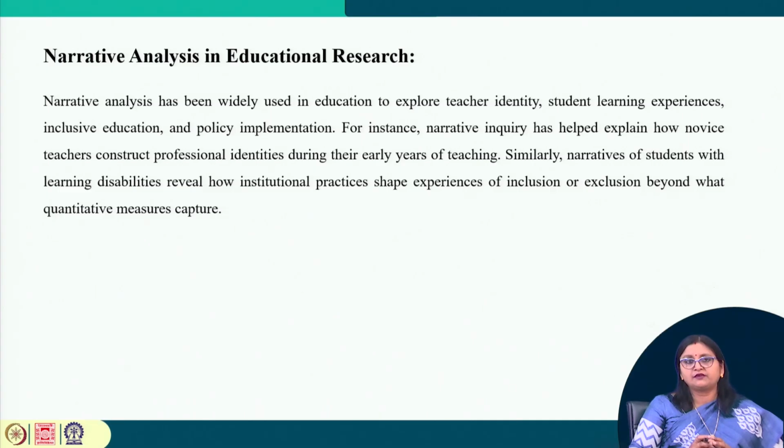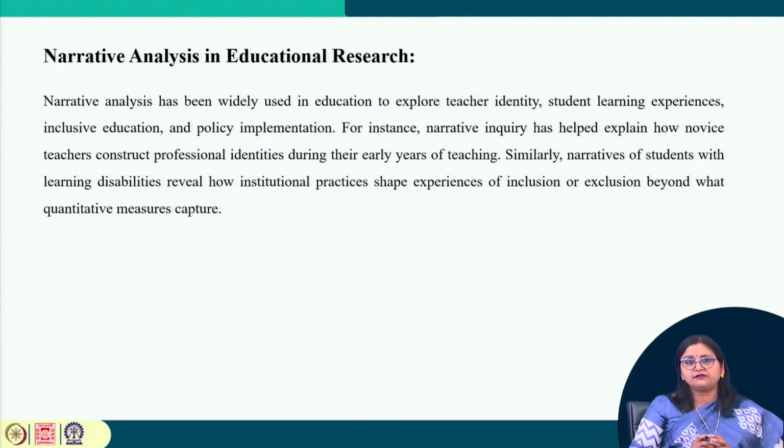Narrative analysis has been widely used in different areas. Here, in educational research, we will go through how it is used to explore teachers' identity, student learning experiences, inclusive education and policy implementation, etc. We see the narrative analysis.